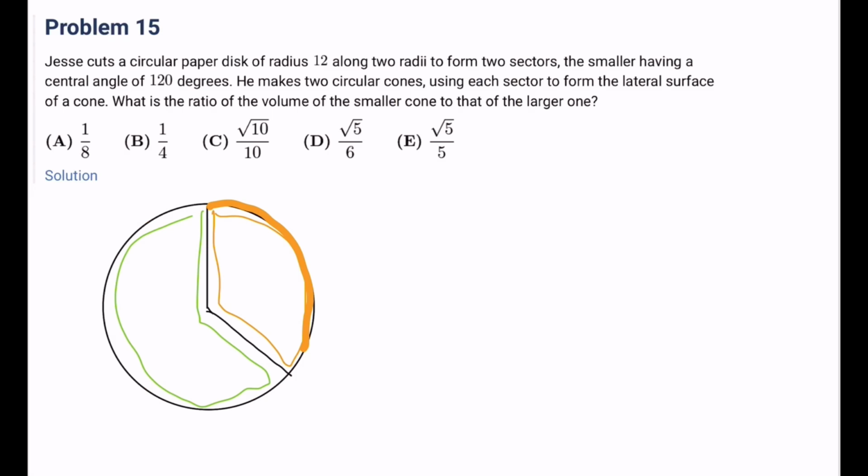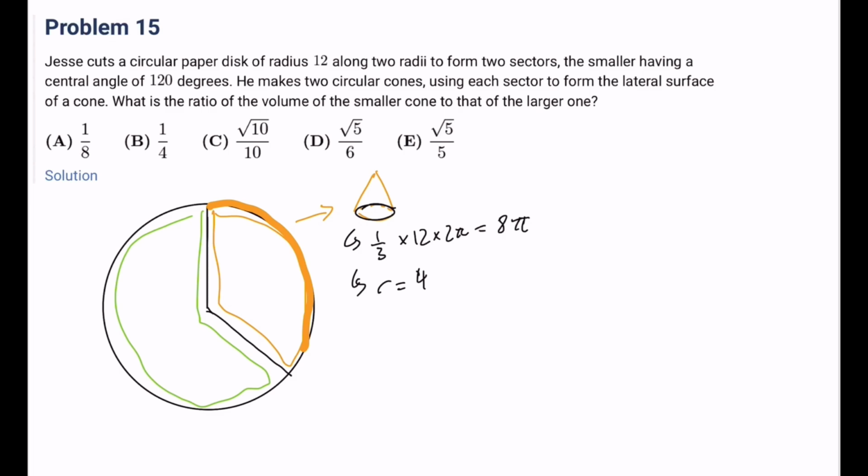So let's try to go for the orange one first. This is going to give us a cone shaped like this, and this radius is going to be that length. We can see that the circumference is 1 over 3 times 12 times 2 pi, because the radius is 12, it's 2 pi r times 1/3, because this is 120 degrees, and this is equal to 8 pi. 8 pi is the circumference of the base, so that means the radius is going to be 4.